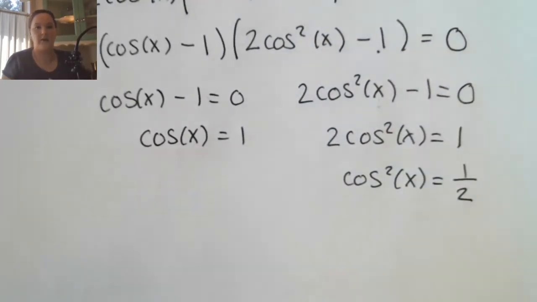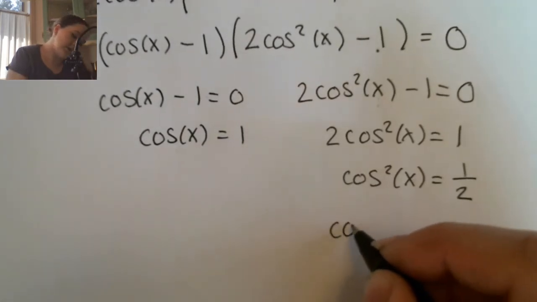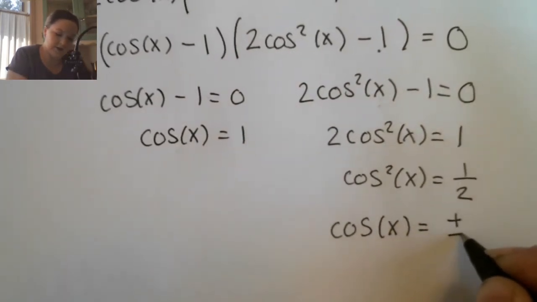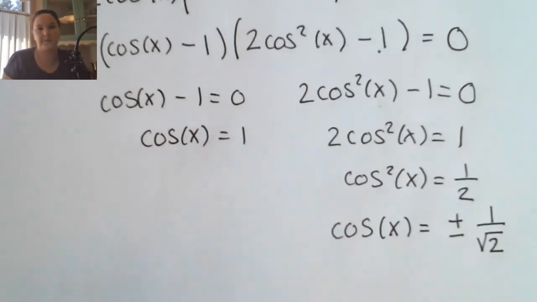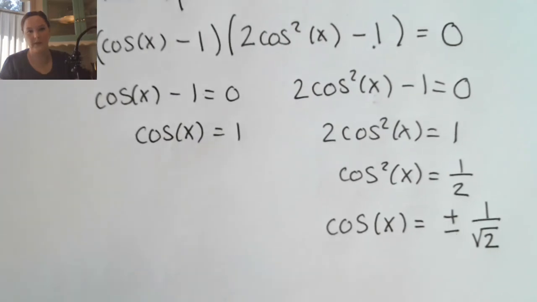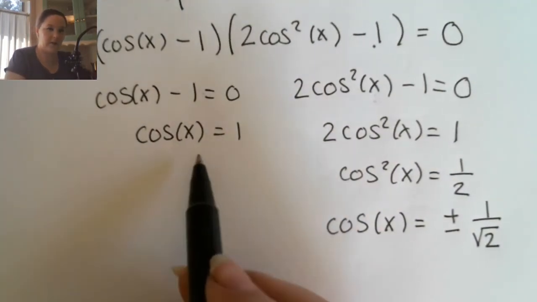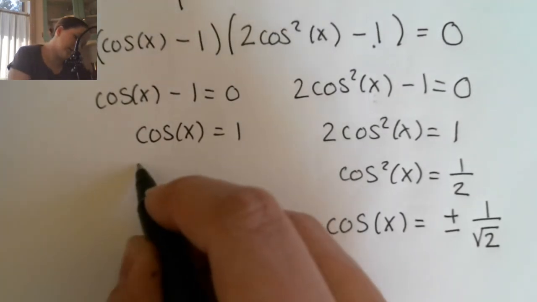Now I still have cosine squared, so I'm going to square root both sides. And that gives me a plus or minus. So we'll come back to that in a second. Let's look at where cosine x equals 1. We actually already talked about this.